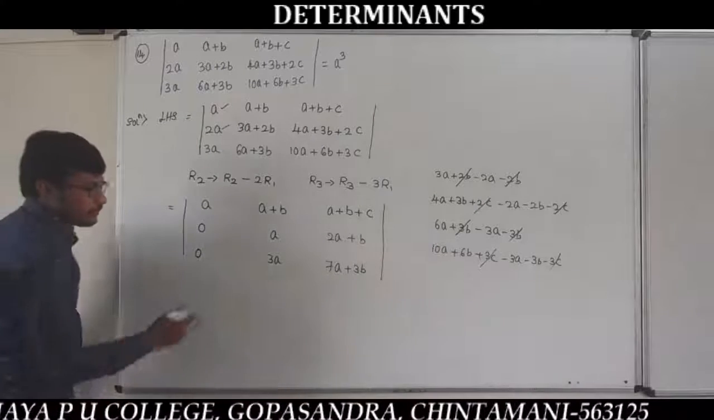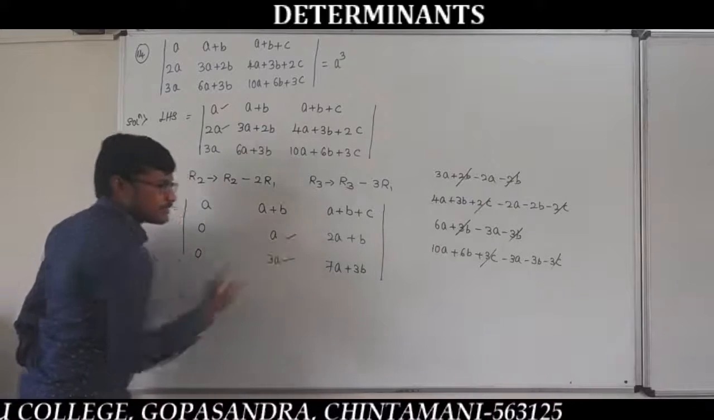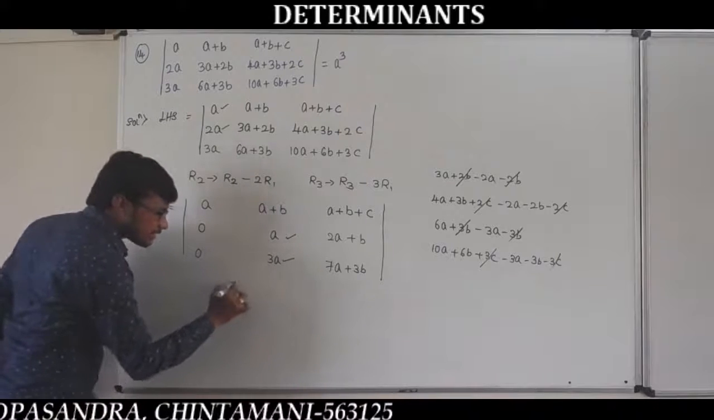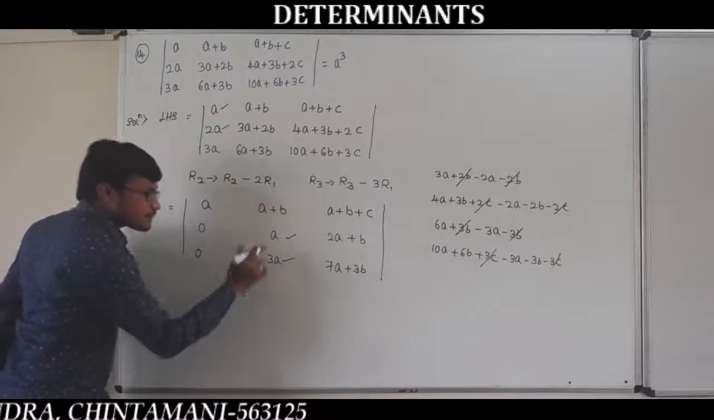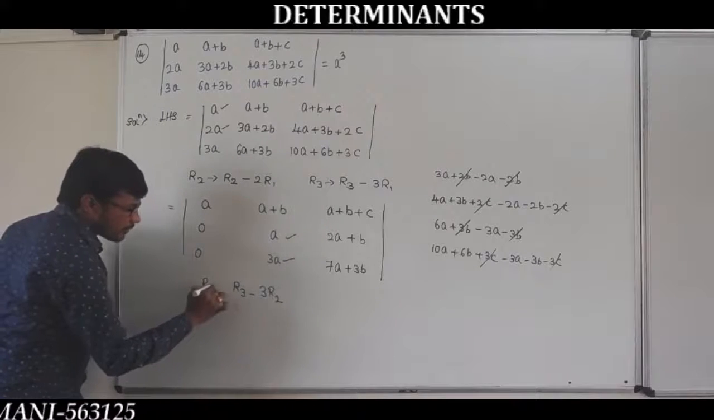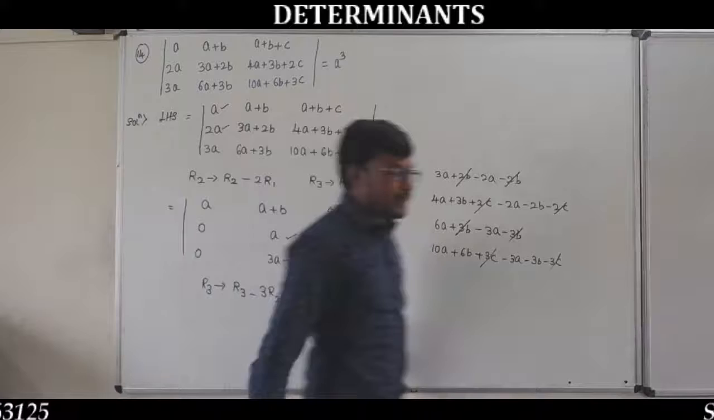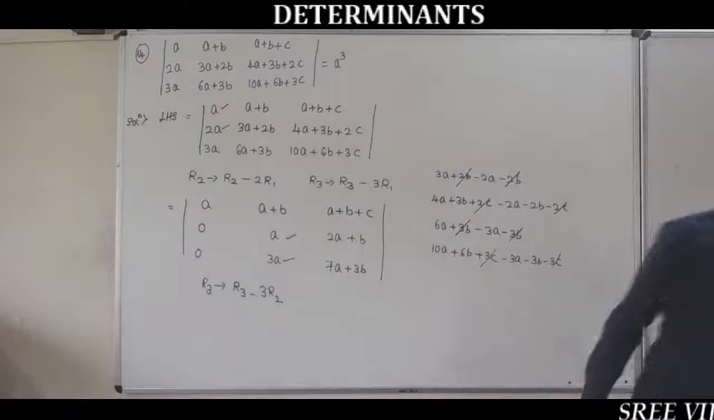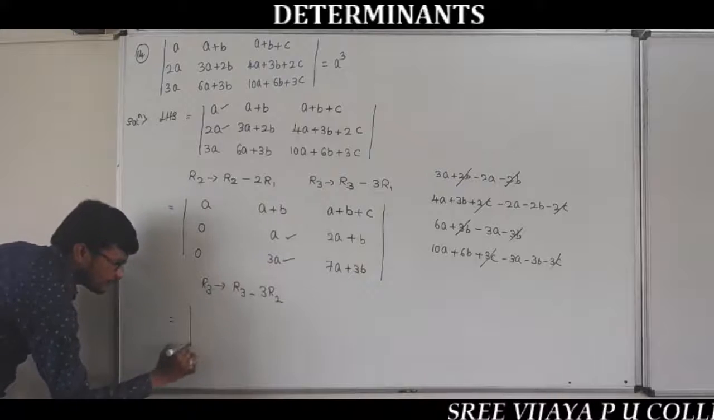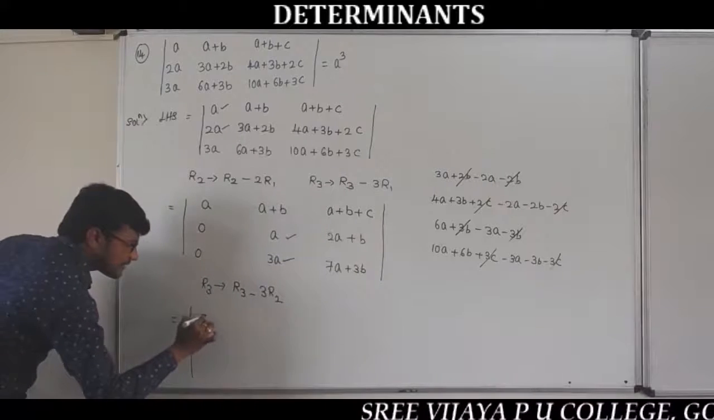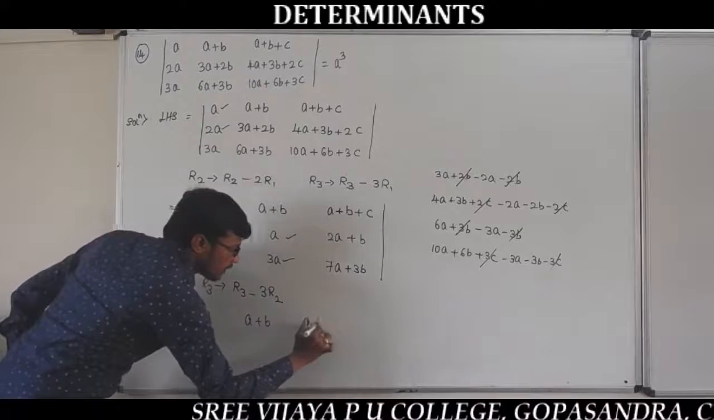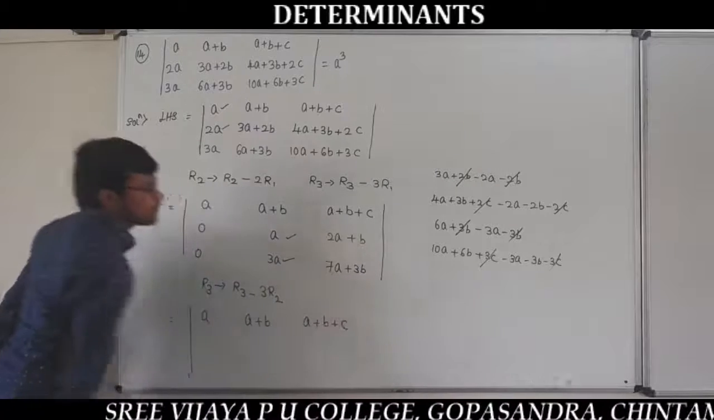Once again I will apply this: R3 minus 3 times R2. So this is R3, minus 3 times of this one means 3 times R2. Obviously R3 will change, and the remaining R1 and R2 will be as it is. Now see the remaining elements. What about R1? R1 is as it is: a, a plus b, a plus b plus c.